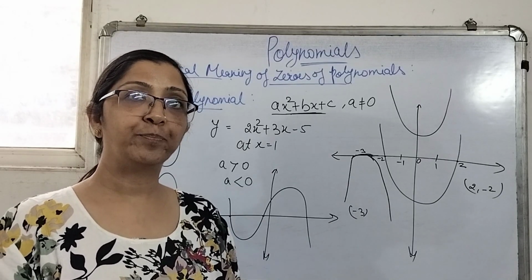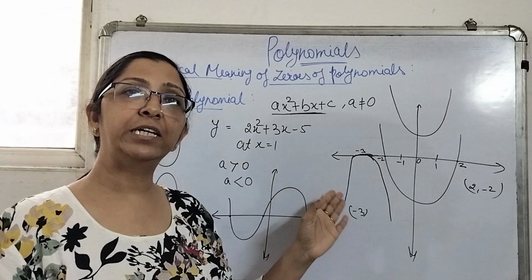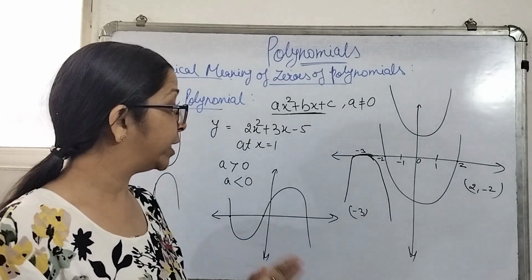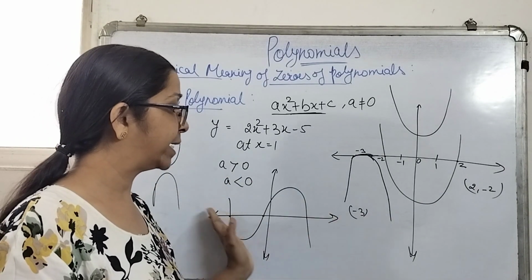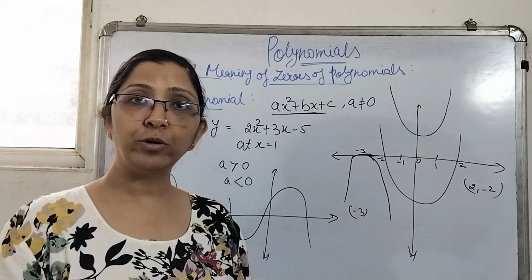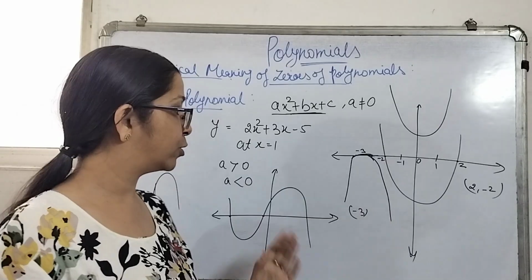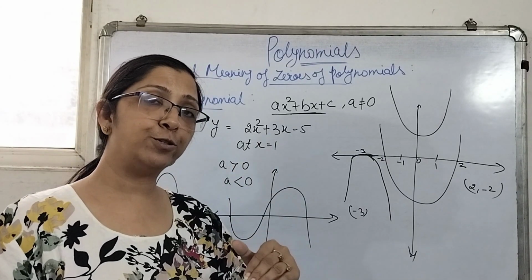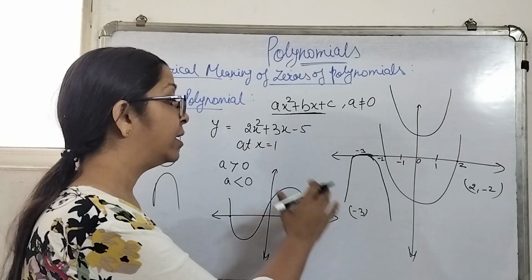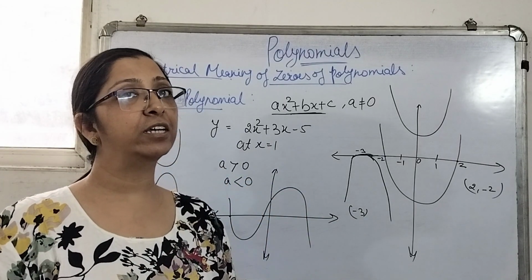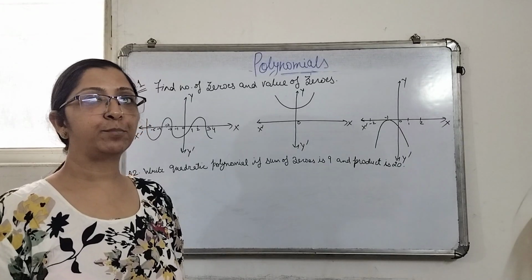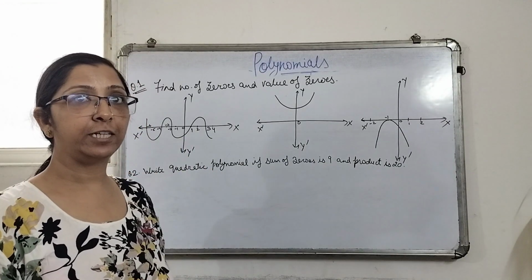If the polynomial has degree 4, it will intersect the x-axis at 4 distinct points at the max, because it could have a maximum of 4 zeros. It could have 3 also, it could have 2 also. So at the max it will be intersecting the x-axis at 4 distinct points if the degree of the polynomial is 4. Now let's take some examples related to what we have learned till now.